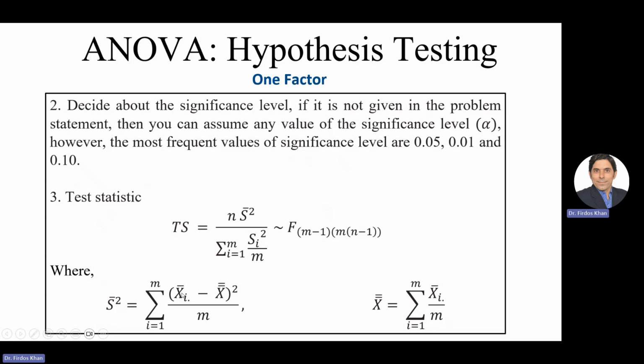mean values like this, x i dot. This means that, suppose we have 3 rows, then we have 3 means: x1 dot, x2 dot, and x3 dot. And then we calculate the mean of these means like this. So x double bar is equal to the sum from i equals 1 to m of x i dot, divided by m. So this is the mean of the means. When you calculate row means, then you calculate the mean of those means, that is called x double bar. So S bar square means the variance of the sample means.